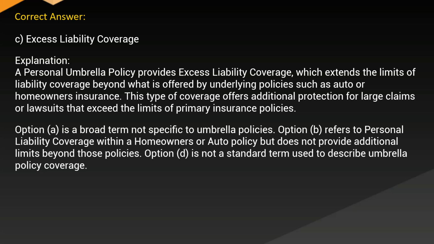Explanation: a personal umbrella policy provides excess liability coverage, which extends the limits of liability coverage beyond what is offered by underlying policies such as auto or homeowners insurance. This type of coverage offers additional protection for large claims or lawsuits that exceed the limits of primary insurance policies. Option A is a broad term not specific to umbrella policies. Option B refers to personal liability coverage within a homeowners or auto policy but does not provide additional limits beyond those policies. Option D is not a standard term used to describe umbrella policy coverage.